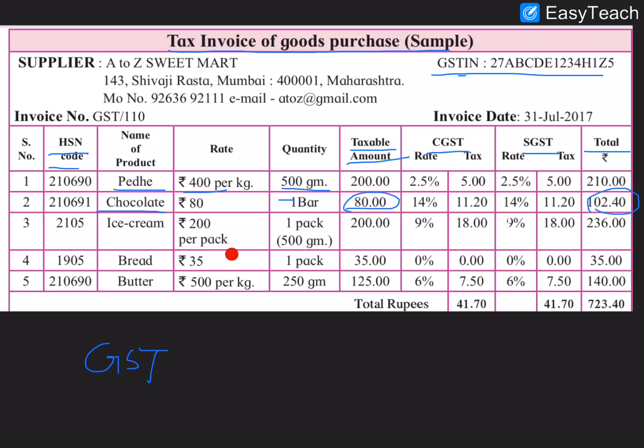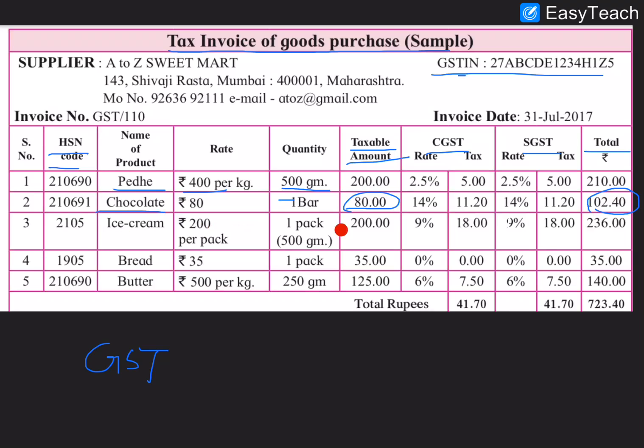You see in the case of bread, the actual amount is 35, but since bread comes under essential goods, we don't pay any tax. 0% tax is applied on the bread. 0% means we don't need to pay any extra amount. So for 35, we pay only 35.